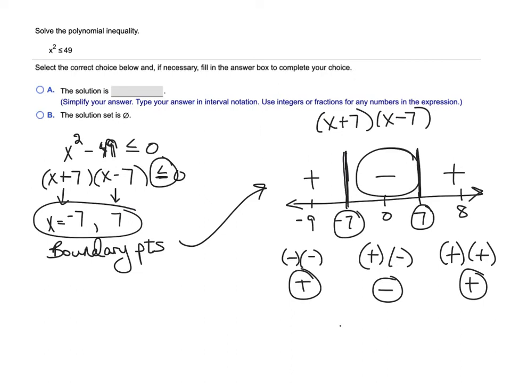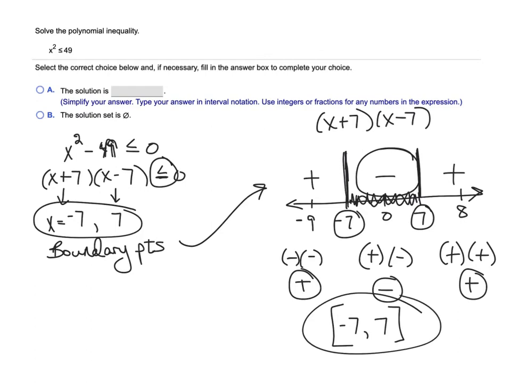So my answer goes from negative 7 to 7, right? So this is all the x values we're going to plug in. And then negative 7 and 7 are our boundary points. So here we have it. Straight lines means brackets. So this is my answer.